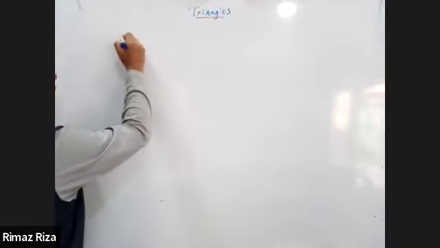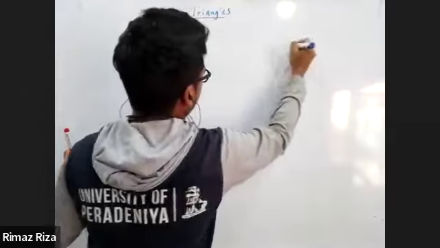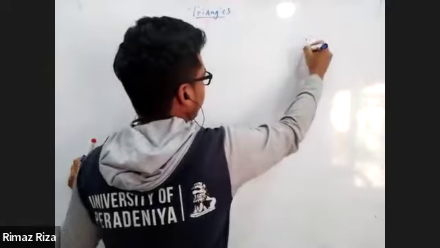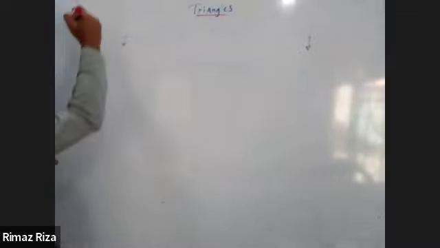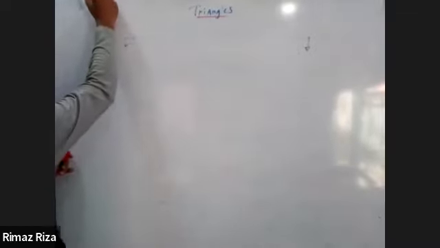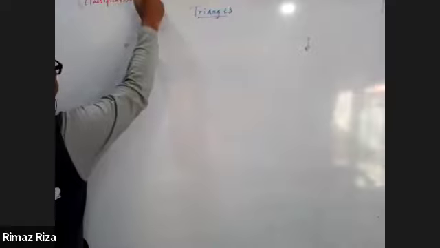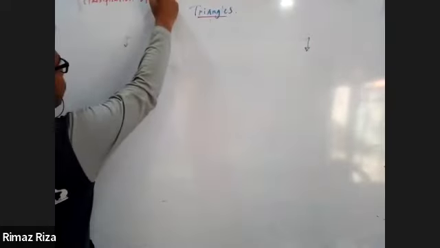Wait, I will give you time to write. Now I'm explaining. When I'm explaining, don't write. So here now we are going to talk about the classification of triangles.